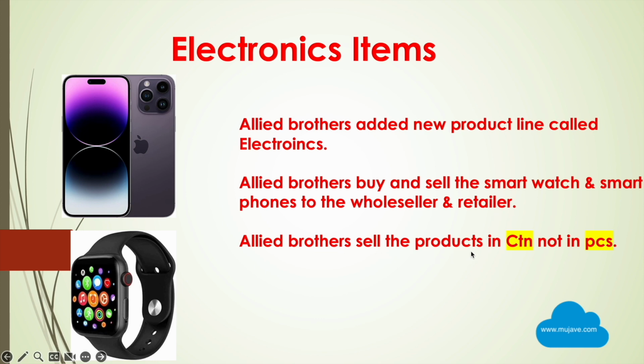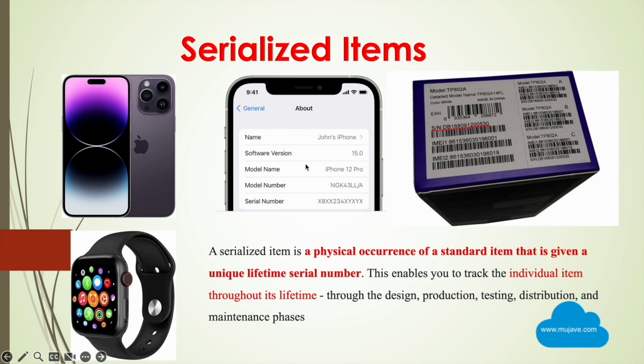Allied Brothers sell the products in cartons and not in pieces. The electronic items come under the serialized item. A serialized item is a physical occurrence of a standard item that is given a unique lifetime serial number. This enables us to track the individual item throughout its lifetime through the design, production, testing, distribution, and maintenance phases.